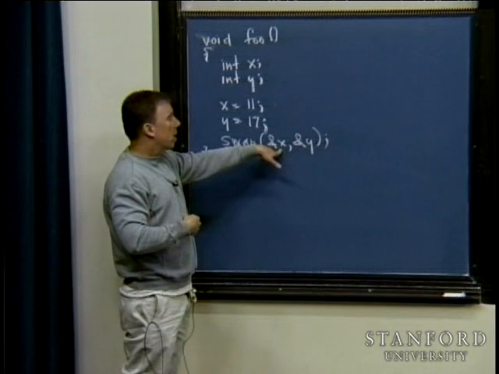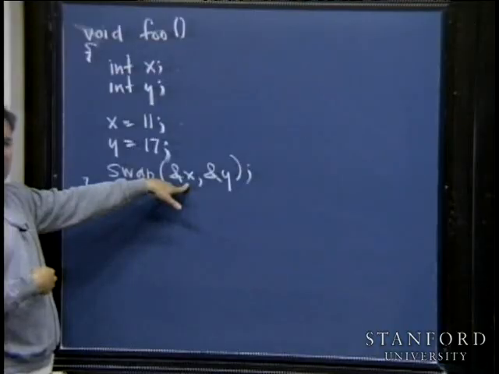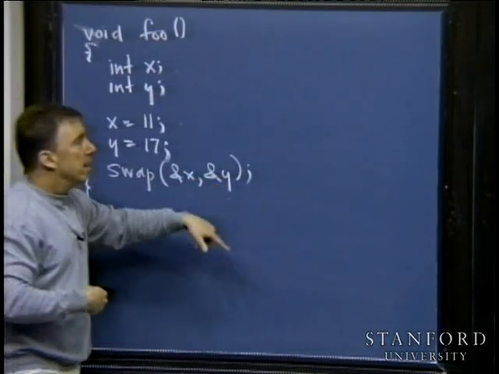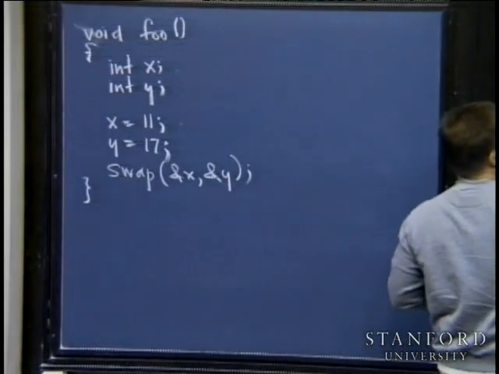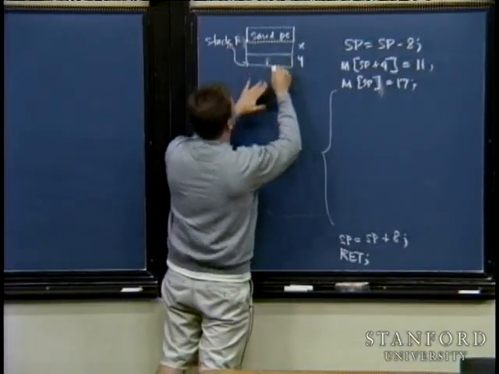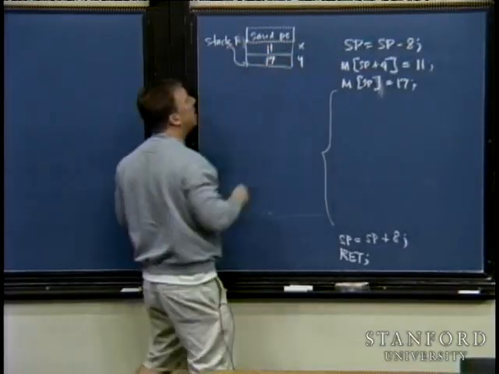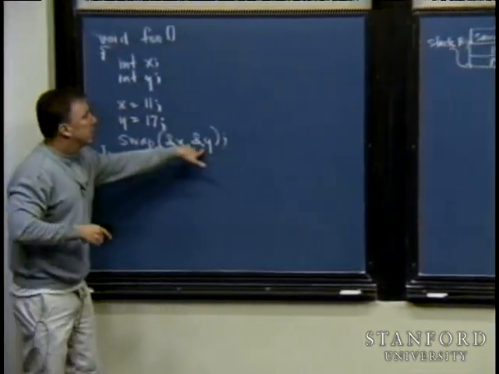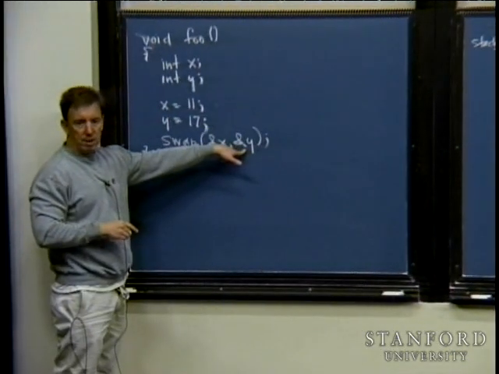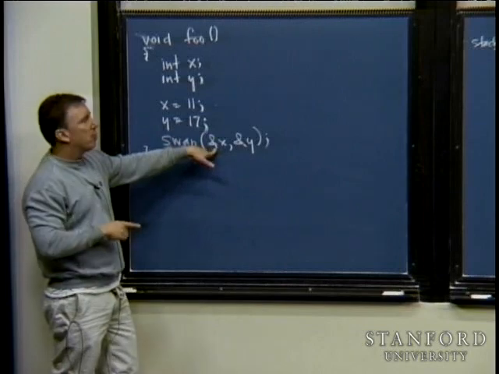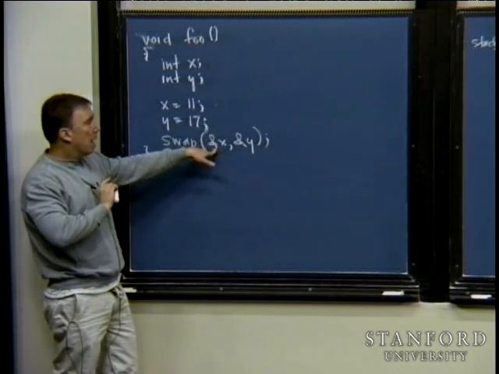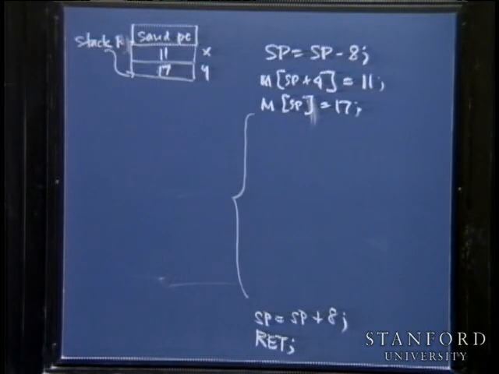Okay? So what I want to do here is evaluate ampersand of x and ampersand of y. The fact that there is an 11 there and a 17 is really immaterial to the evaluation of these two things right here. This, given that setup right there, is synonymous with SP plus 4. This is synonymous with SP. Okay, I want to put those values in registers.